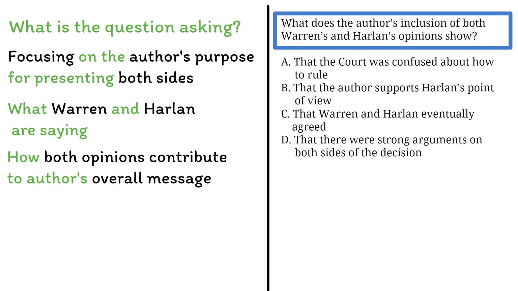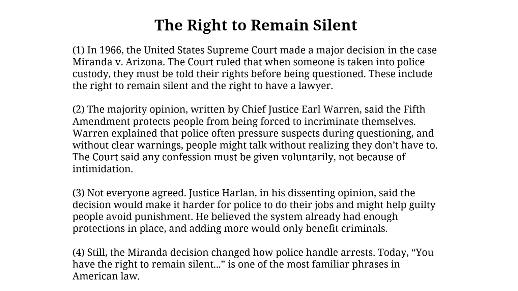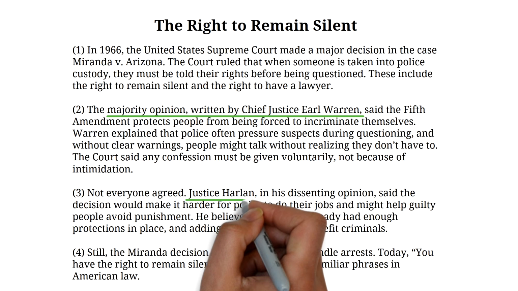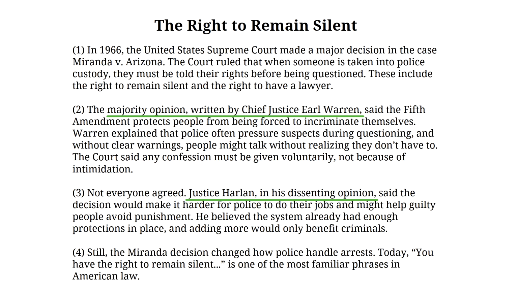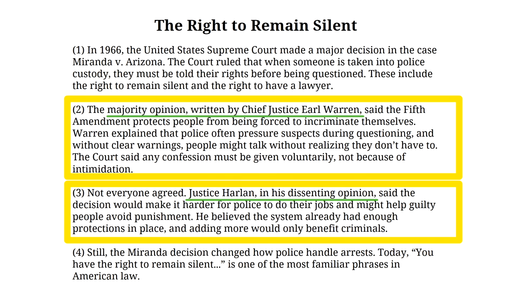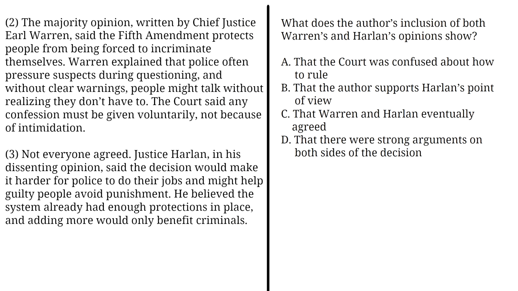So let's go to the passage and look for where Warren's and Harlan's opinions are mentioned. Now when we look through the passage, we see that Warren's opinion was mentioned in paragraph 2, and Harlan's opinion was stated in the third paragraph. So let's bring both sections to the bottom left of our workspace so we can answer the question. Now let's read paragraphs 2 and 3 and figure out what their opinions tell us.